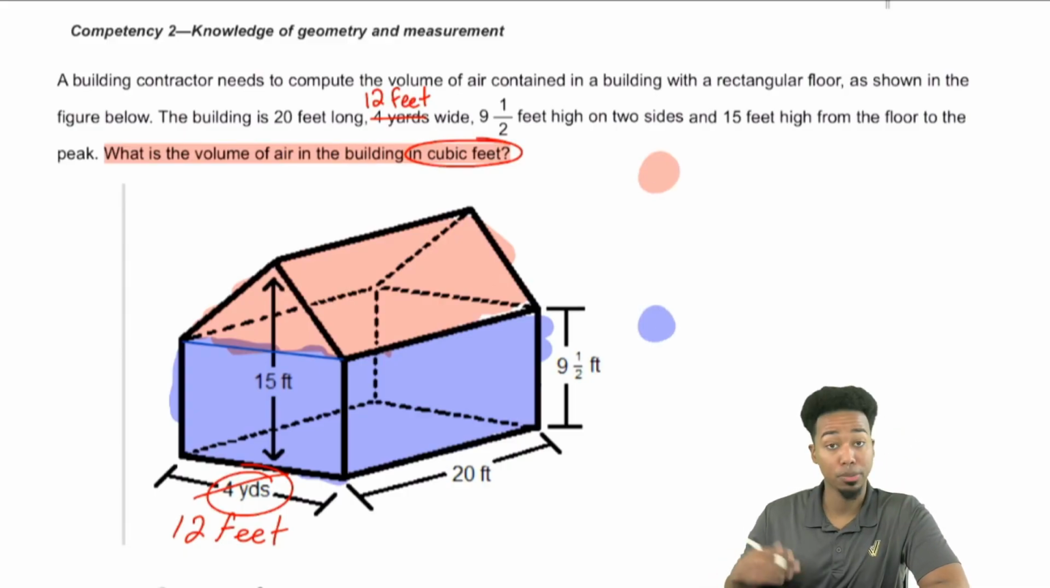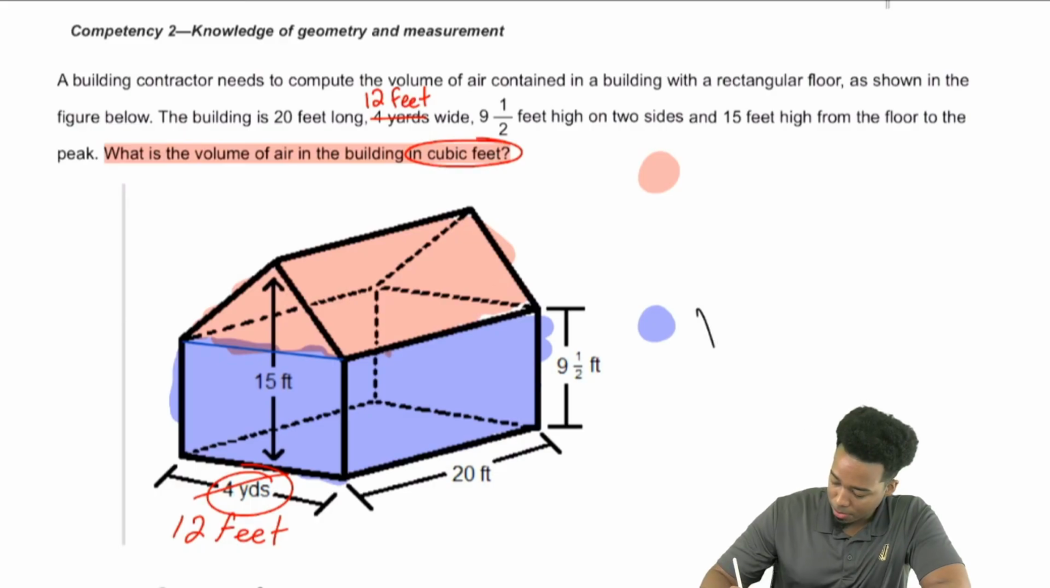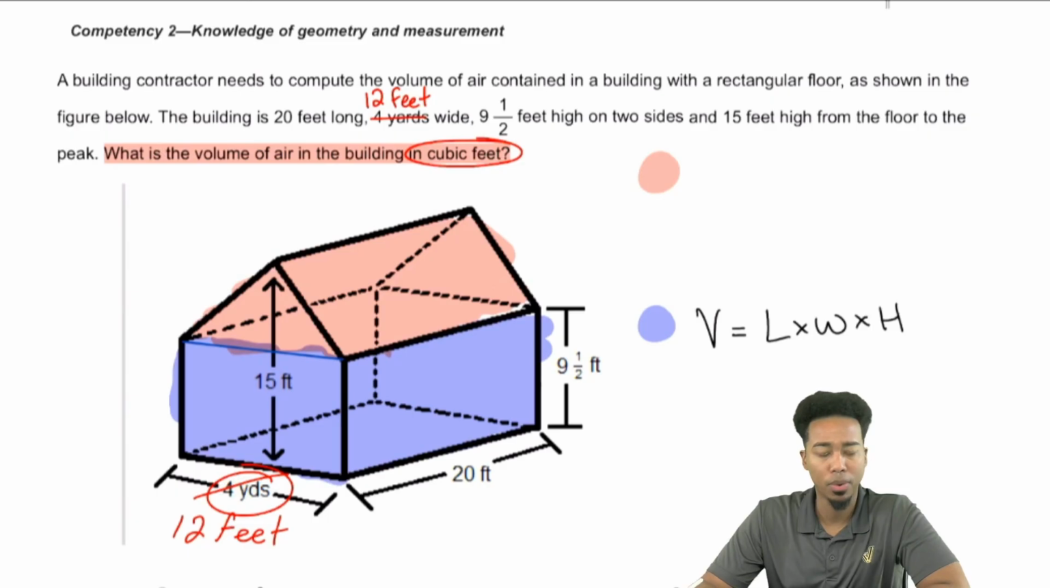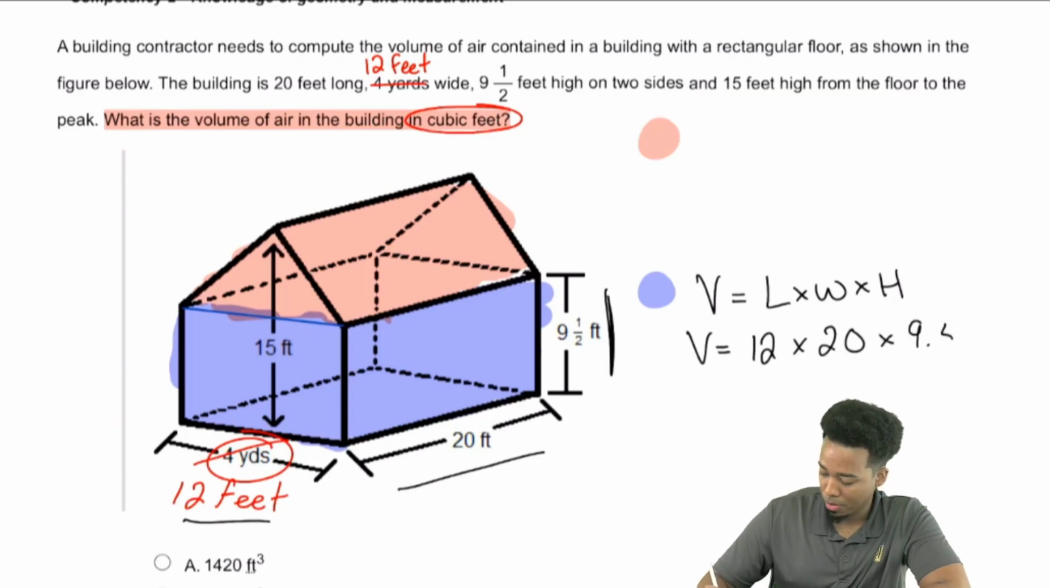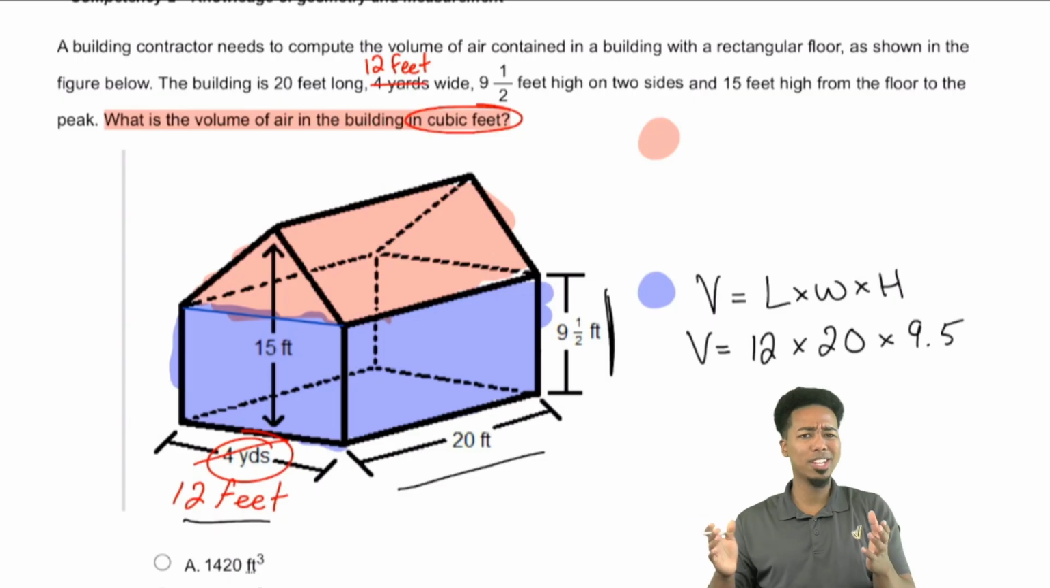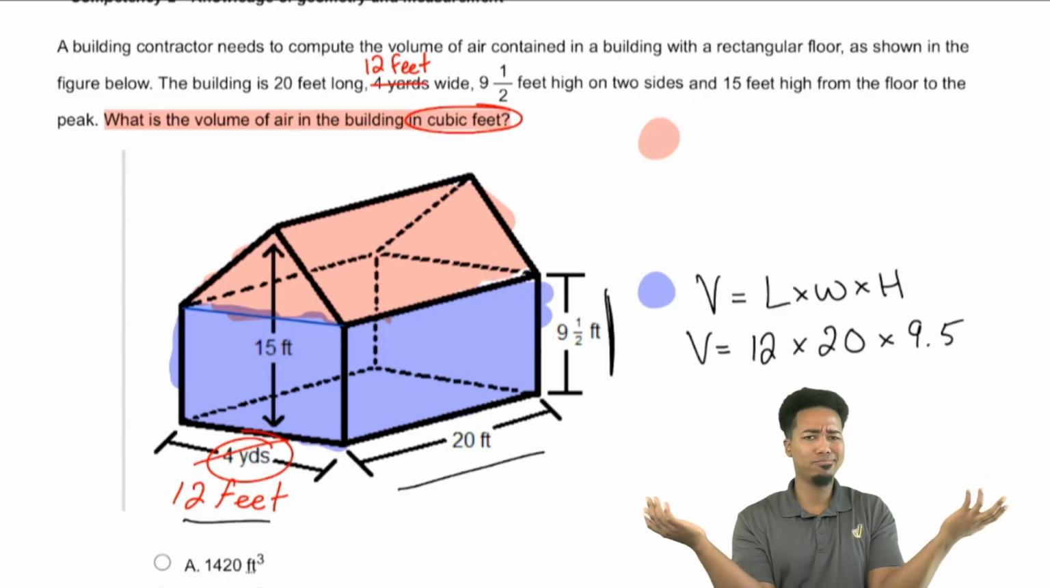So if I'm doing the blue, the rectangular prism, that volume is going to be equal to the length times width times height. That's going to be pretty straightforward. The length is 12 feet. The width is 20. The height is 9.5. Don't worry about decimals. You have a calculator, no need to worry.